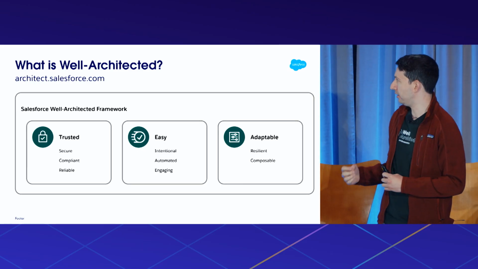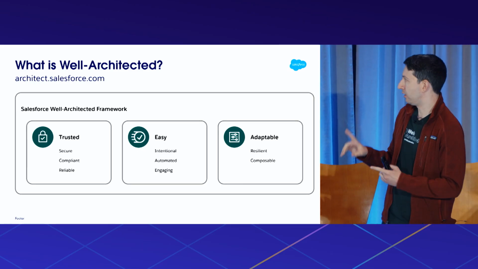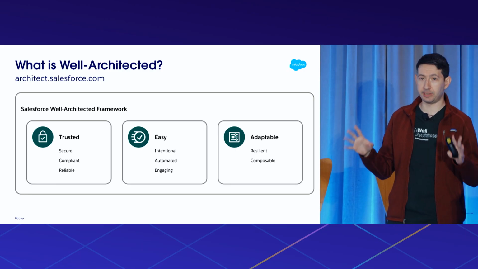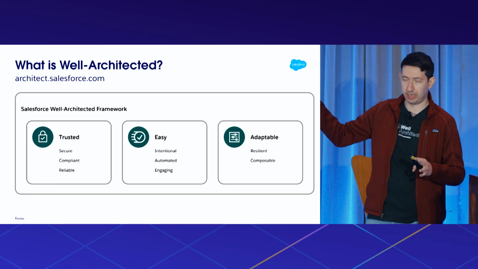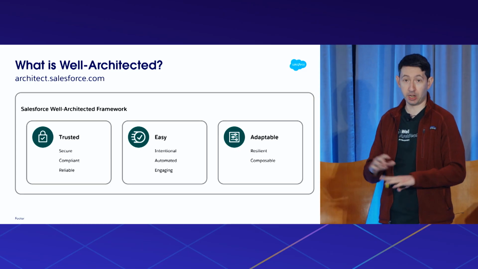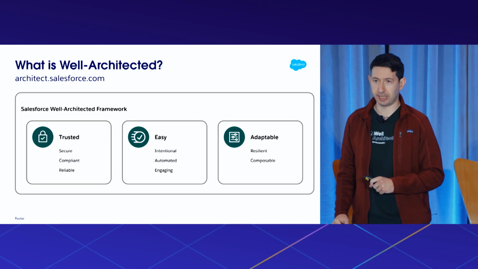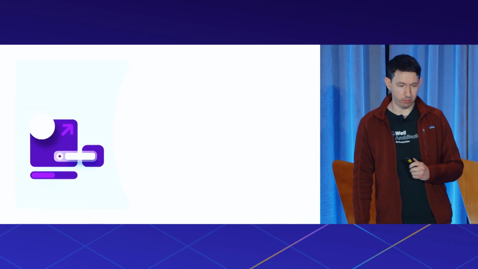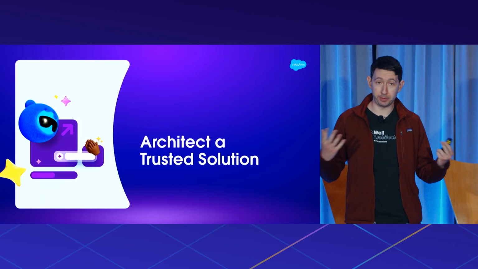And it's all surrounded by these 3 pillars. How do we make our solution trusted? How do we make it easy? And how do we make it adaptable? And under each of these pillars, we have some sub-pillars. And we're going to have one tip for each of these sub-pillars here. A ton of great content on architect.salesforce.com, so I highly recommend checking that out. But for today, we're going to focus on some tips for these pillars.